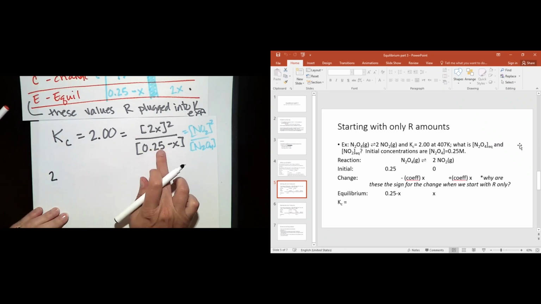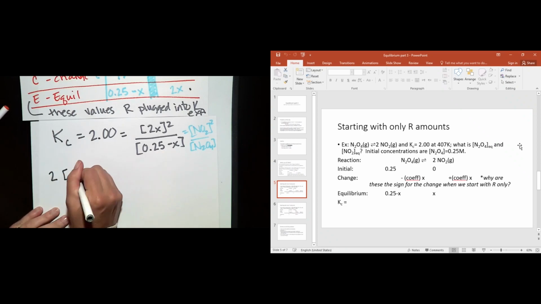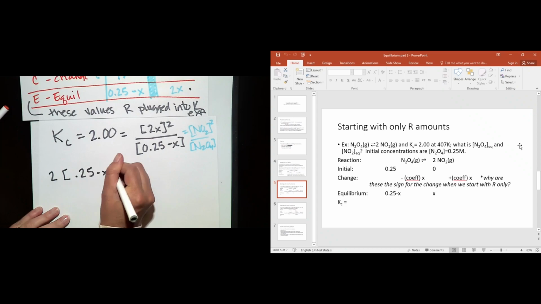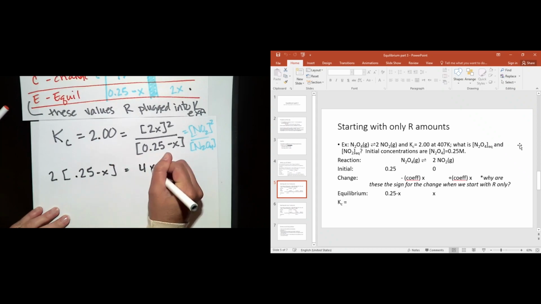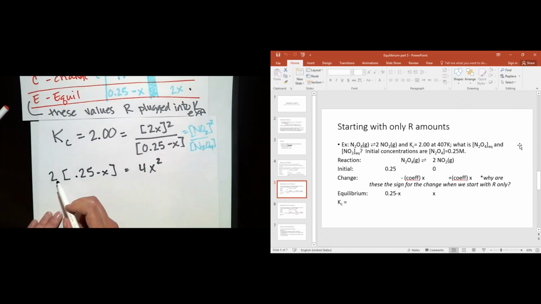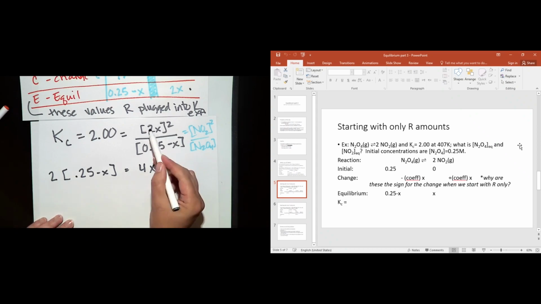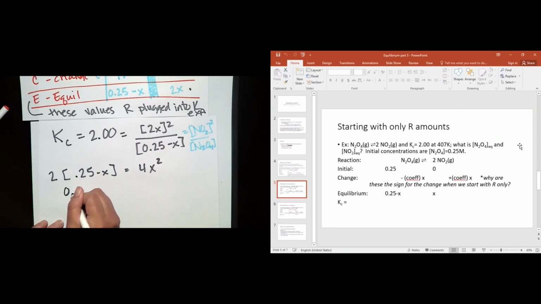So I'm going to multiply both sides by this term, 0.25 minus x. All right, so I have 2 times 0.25 minus x, those are in parentheses, equals 4x squared. So I do have to make sure that I am squaring both the 2 and the x. And then 2 times 0.25 is 0.5 minus 2x. So I distribute those terms.